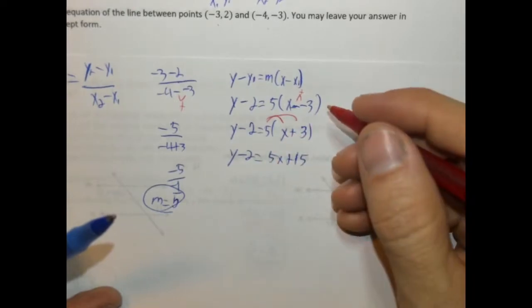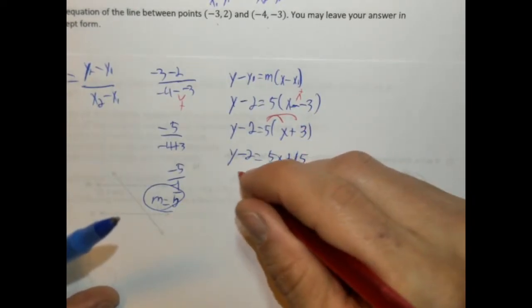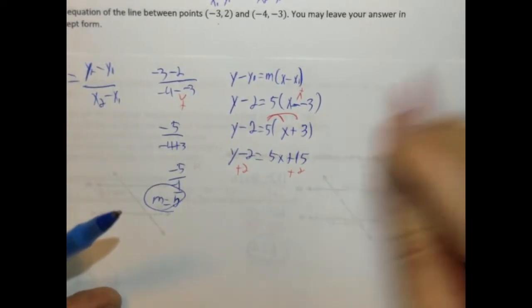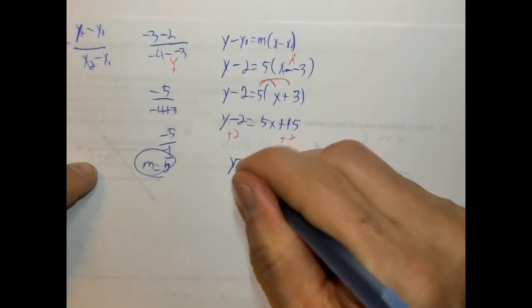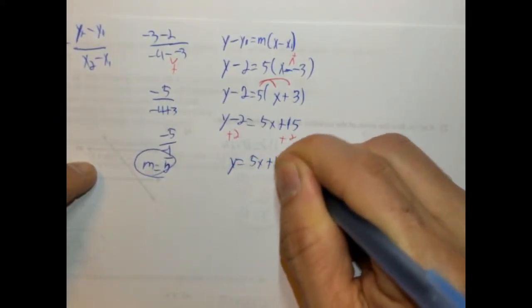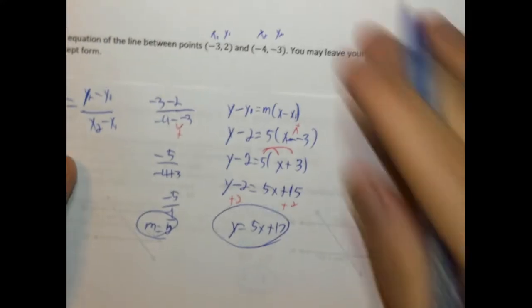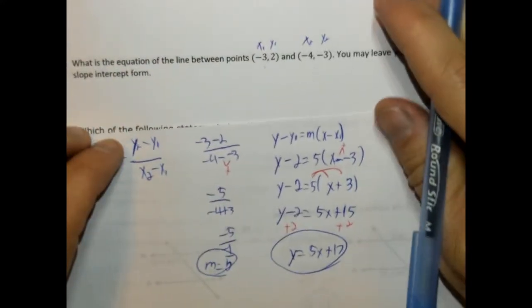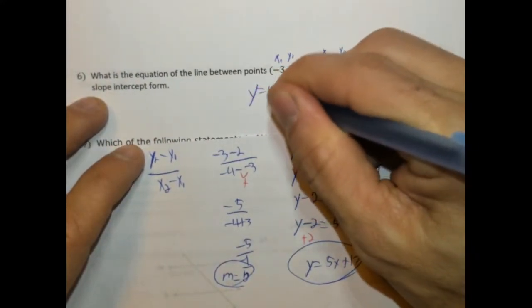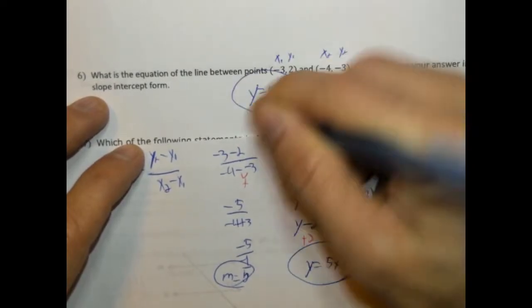And again, we want to get to slope-intercept form, so we want to get this y by itself. So we're going to add 2 to both sides. And y will equal 5x plus 17. And that's it. So y equals 5x plus 17. Okay.